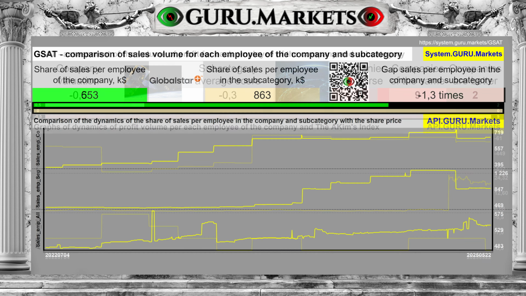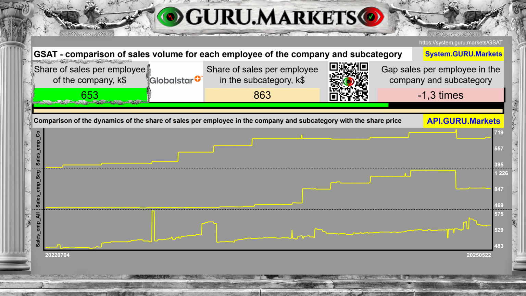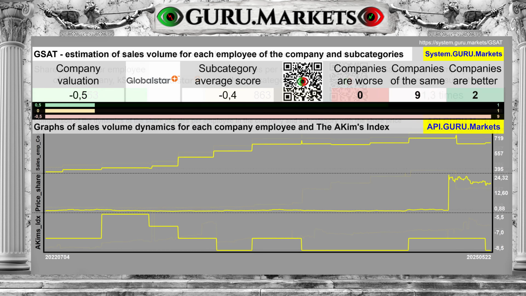The company's sales volume per employee is $653,000. In the subcategory, there are $863,000. The difference between the subcategory average and the company's performance is 32%. Evaluation of sales volume per employee compared to indicators in the subcategory, passable, -0.5 points.